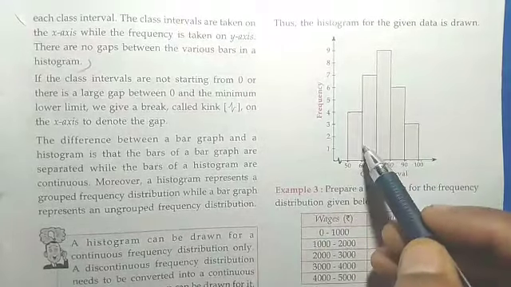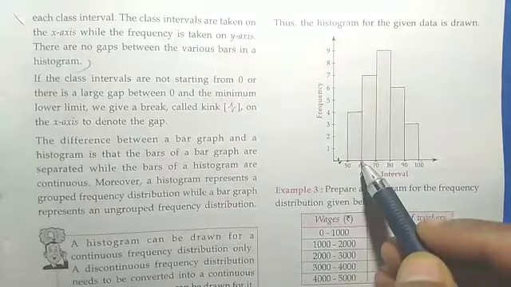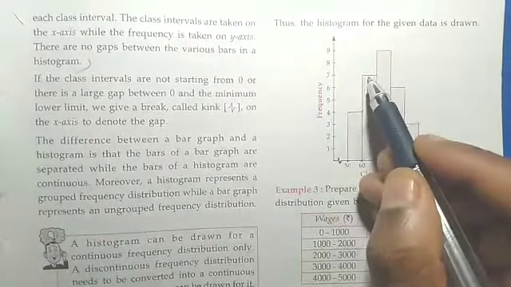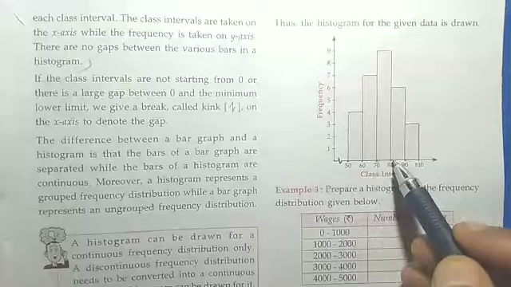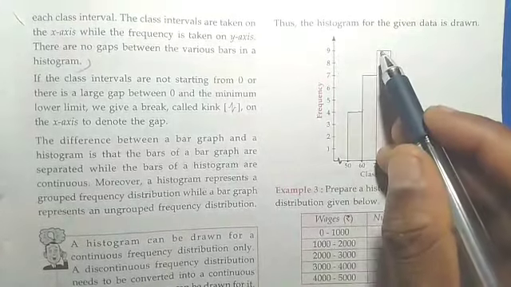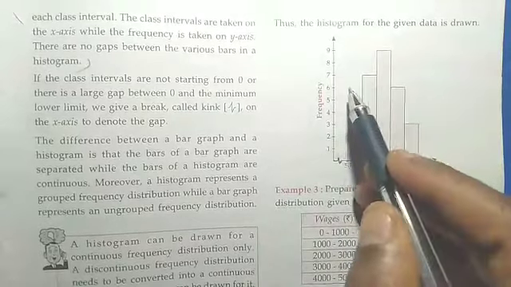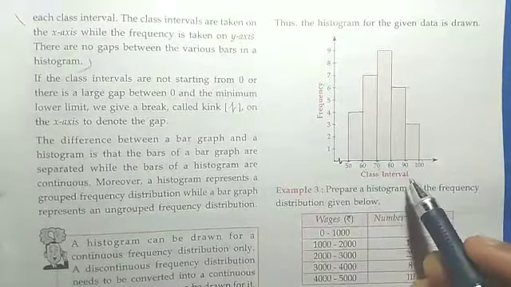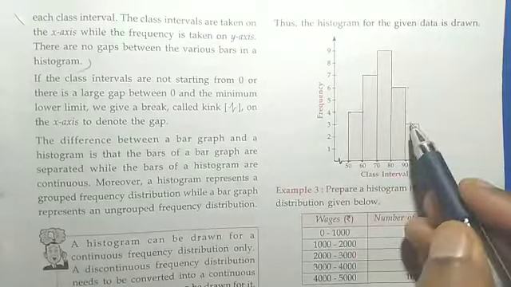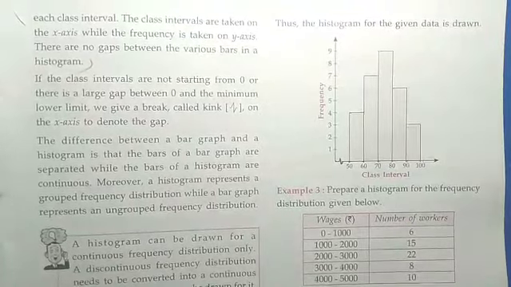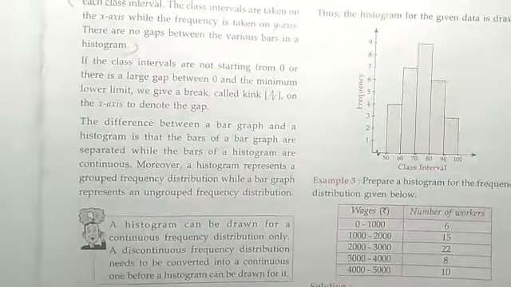Okay, now the first class interval 50 to 60, frequency is 4. And there is no gap between the bars. Next one 60 to 70, then 70 to 80, frequency is 9. Next one 80 to 90, frequency is 6. 90 to 100, frequency is 3. So that is the histogram.